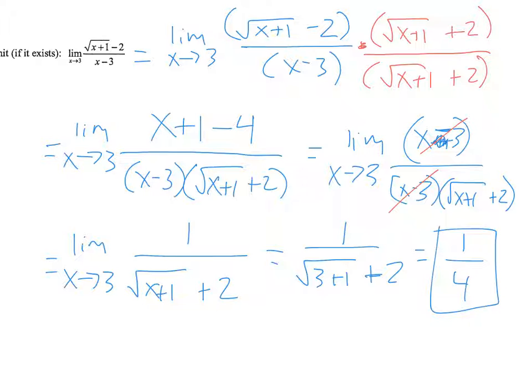That is the limit. Now, if I went back to the graph that I had provided in the previous slide, the graph of this function, or if you graph this on your calculator, if we zoomed in right around x equals 3, we're going to see that the y values there are getting closer and closer to 1/4.